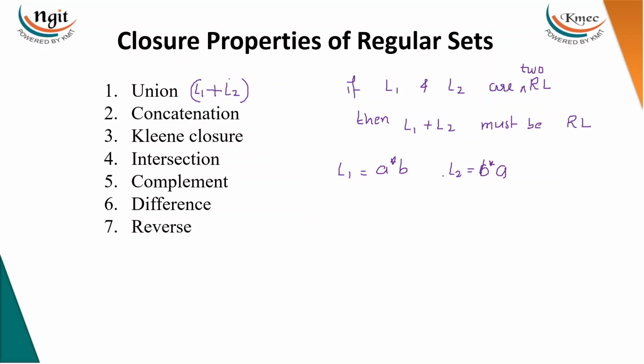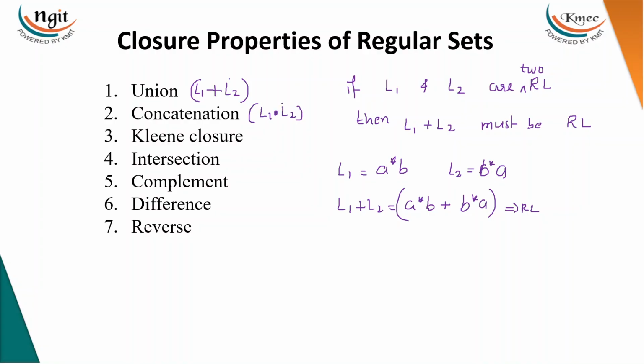Both are regular because they are represented by regular expressions. What is L1 union L2? It's a very simple thing, like a star b union b star a. This is also a regular expression, so it is a regular union. Then concatenation, same. L1 concatenation L2.